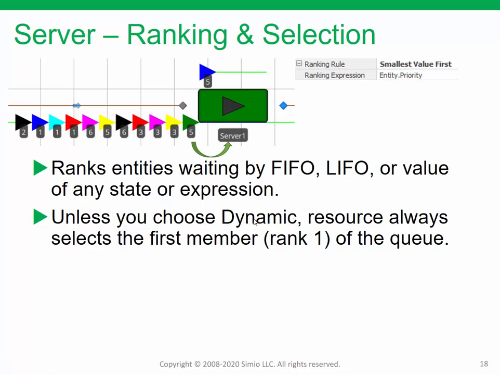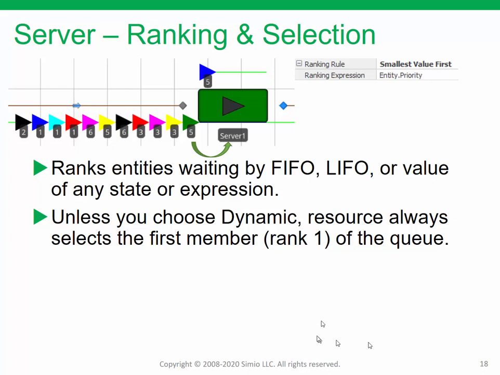Unless you choose dynamic, which we will see in just a second, the resource always selects the first member, rank 1, of the queue. What's shown here is first in, first out order. If we had another ranking like entity priority, the queue would be ranked according to that priority value. Again, the resource always chooses the first member of the queue.